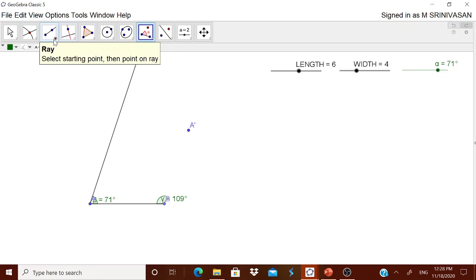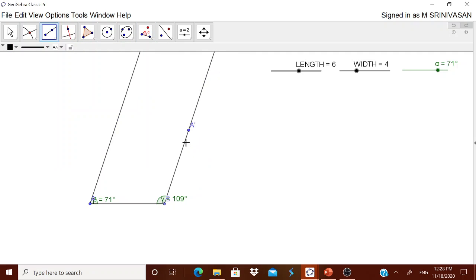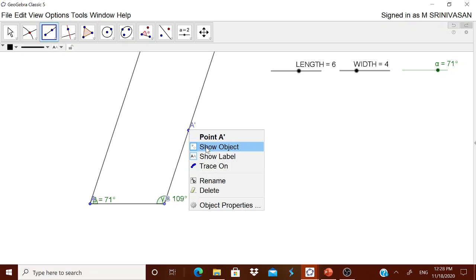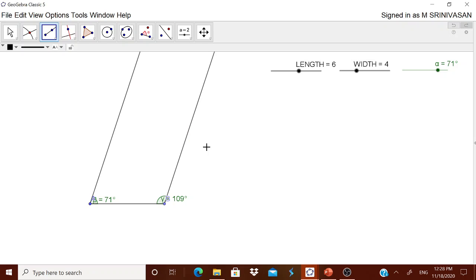Now let me go for this ray also. This ray I also got, and I will remove this. Now I have got two sides. Now I want the point C, which is nothing but the width.